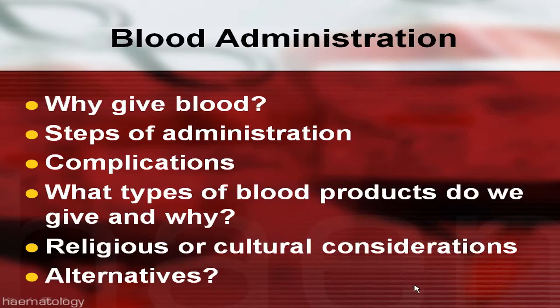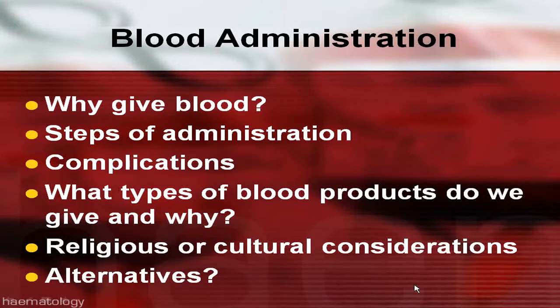What we're going to be talking about today is blood administration. And some of the things that we're going to be covering and going over are, why do we give blood in the first place? What are the steps of administration? What complications can arise, because there are many? What types of blood products do we give? Why do we give them? Are there any religious or cultural considerations that we need to take into account? And are there any alternatives to giving blood if someone does have an objection to it?